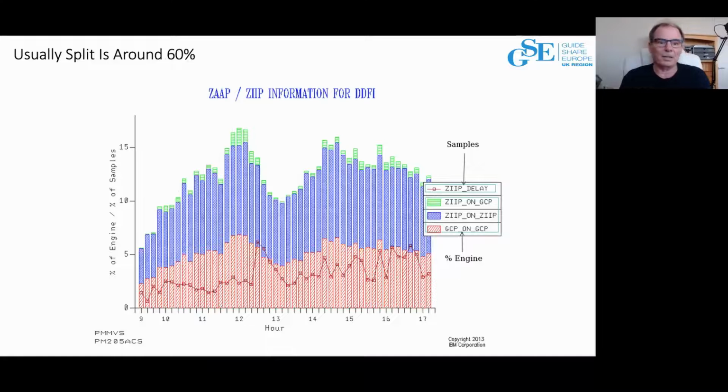Okay. Again, at the service class level from RMF, you can see how much of the CPU is general purpose engine never eligible for zip, how much is actually zip eligible and running on a zip, and how much is zip eligible but running on a GCP. And you would hope it was around 60%, and usually it is, but watch this space because sometimes it isn't.